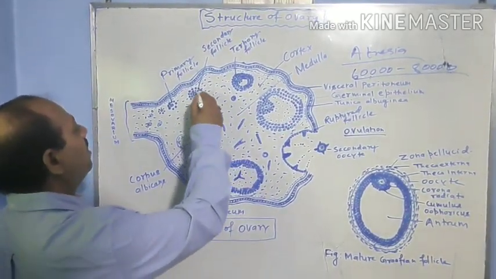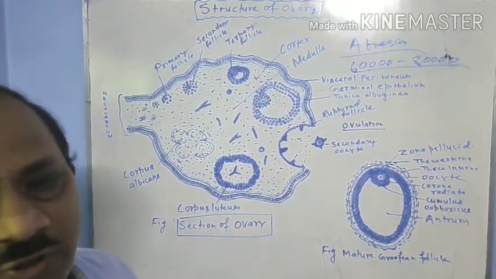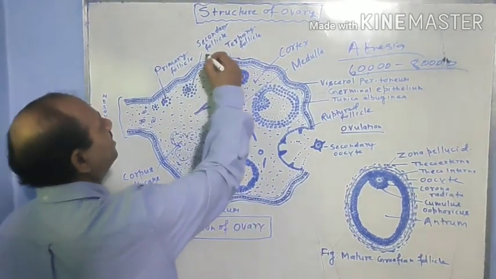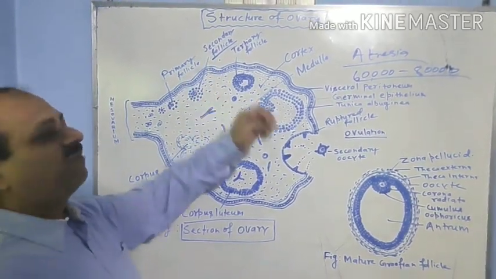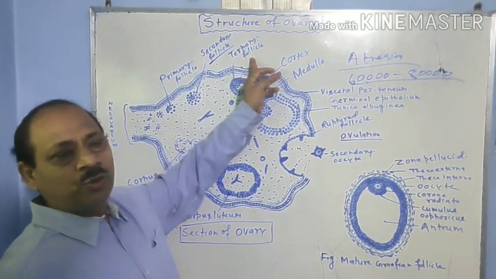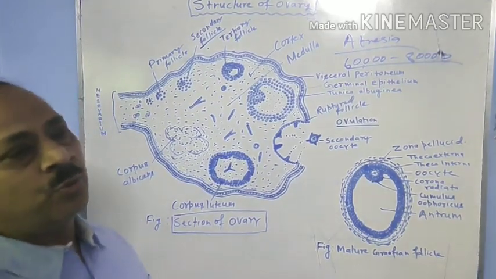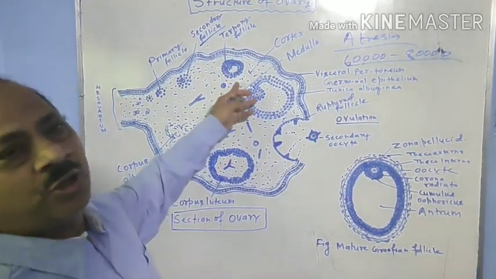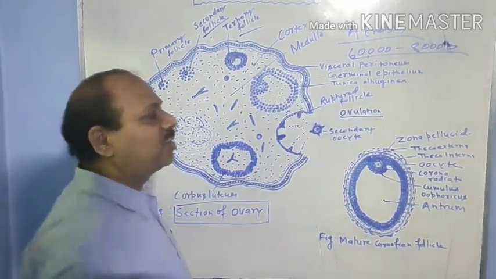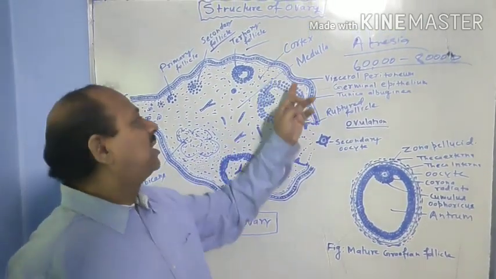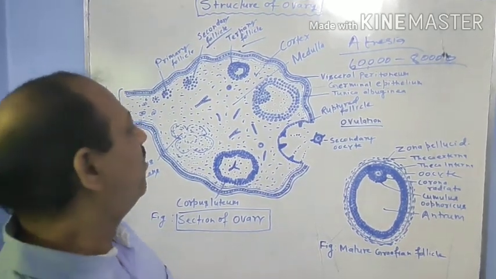When oocyte is surrounded by more than one layer of follicular cells, it is known as secondary follicle. Later on, secondary follicle is converted into tertiary follicle. In this condition, it is surrounded by more than 2 layers of follicular cells. Tertiary follicle is converted into mature follicle or Graafian follicle.